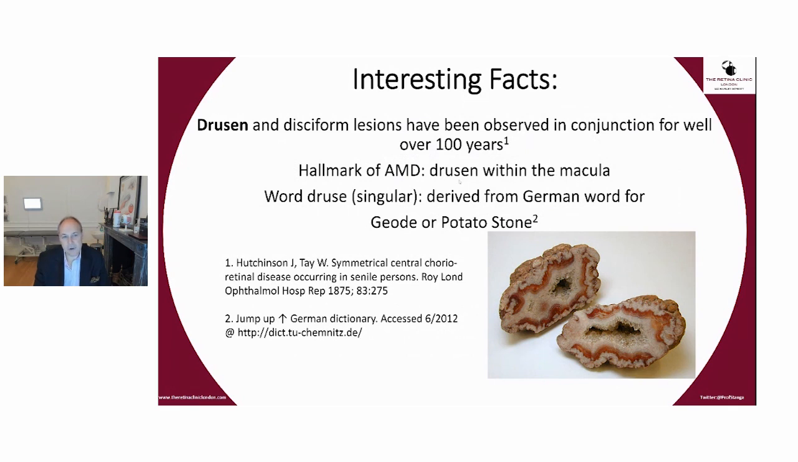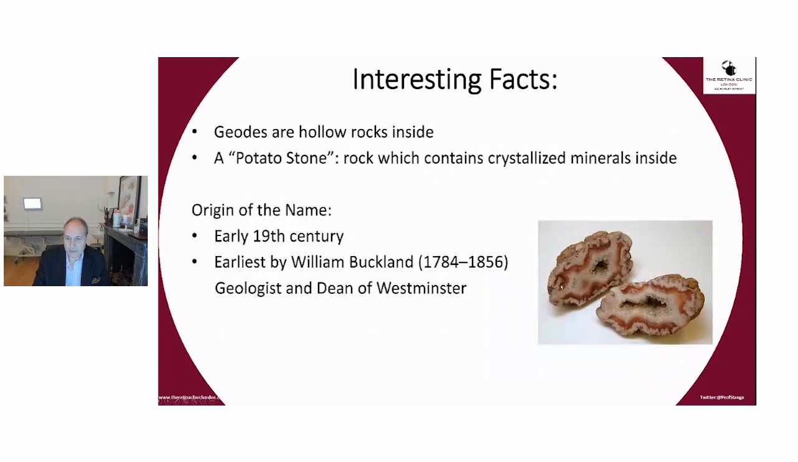Let me share with you some interesting facts. Drusen and disciform or round lesions have been observed in conjunction for well over 100 years. Drusen are the hallmark of AMD. The word Druse, which is the singular of drusen, is derived from the German word for geode or potato stone. If you look at these stones, these are what we call potato stones, and they are hollow inside and they have crystals in the middle. The origin of potato stone comes from the early 19th century, and the earliest description is by William Buckland, a geologist and Dean of Westminster.